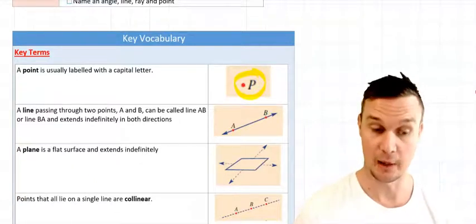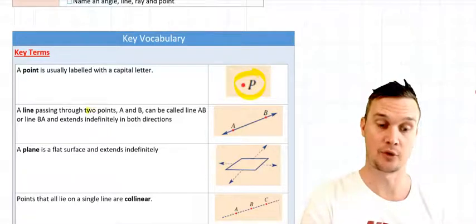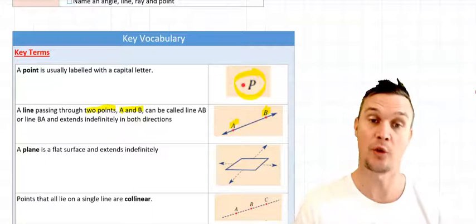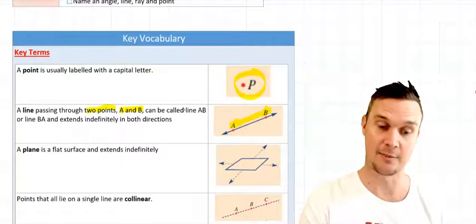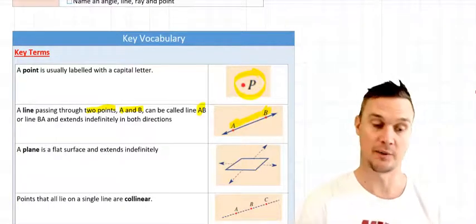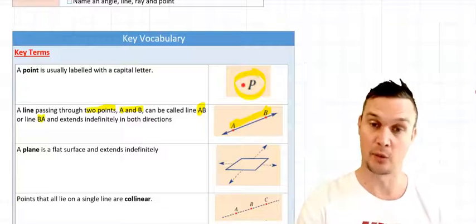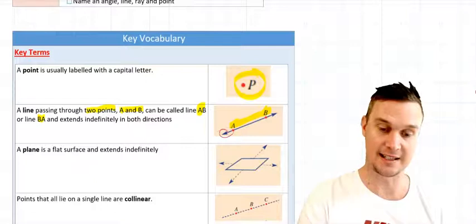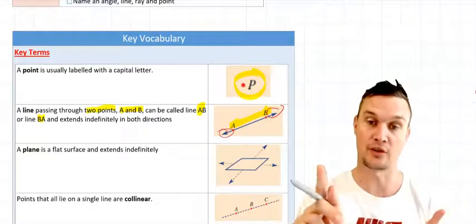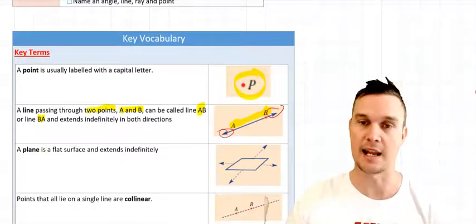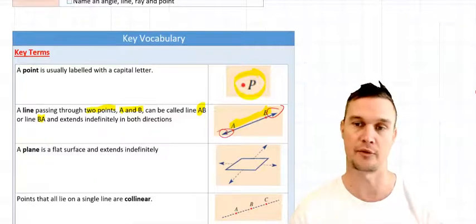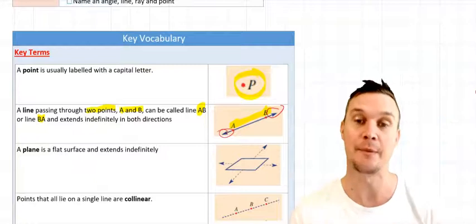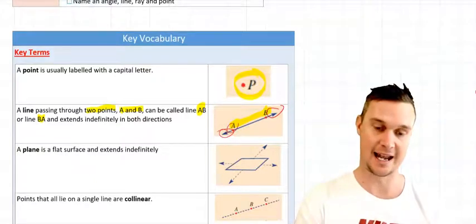A line, however, is when it's passing through 2 points. In this case, you'll see A and B, and we call that AB, and that's how we write that. It can be done either A B or B A the other way, but you'll see that a line extends indefinitely in both directions. Okay, so it doesn't stop; it just extends forever in both directions. But we can label those points with A and B, and we can name that line by saying AB.